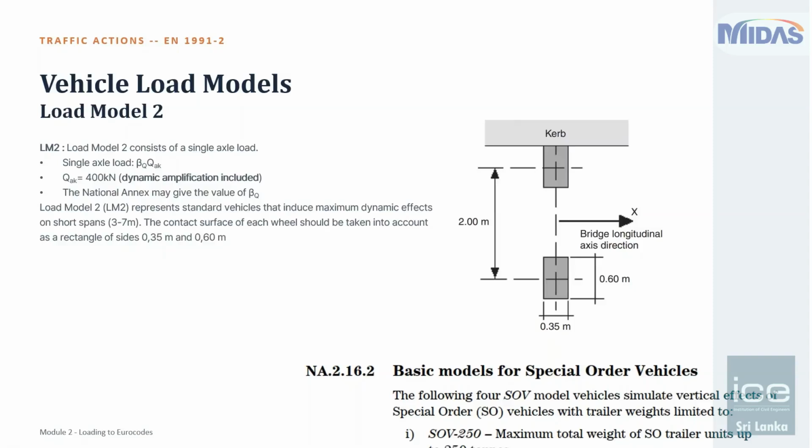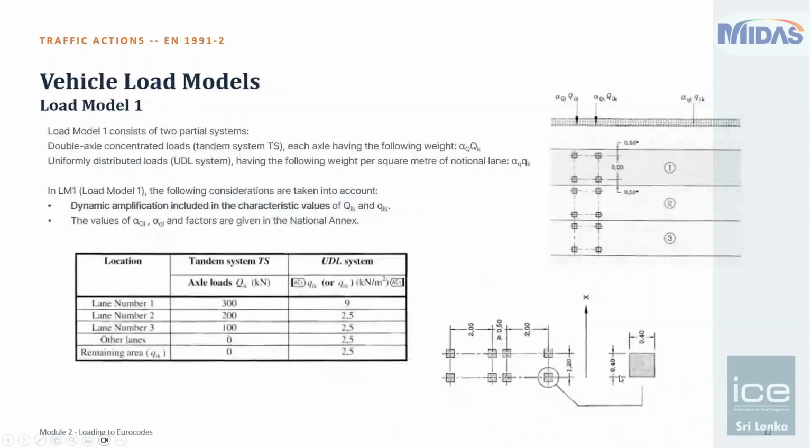The contact surface area of each wheel should be taken into account, and the contact surface area is defined as 0.35 meters by 0.6 meters. In load model 1 also we have defined the contact area of the tire. Now this contact area is very much important for the determination of load that your slab sees.